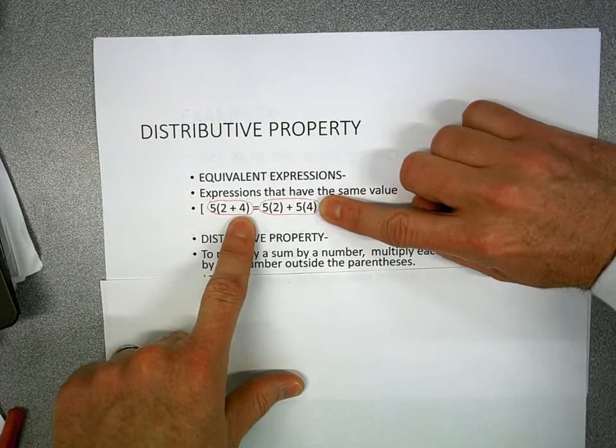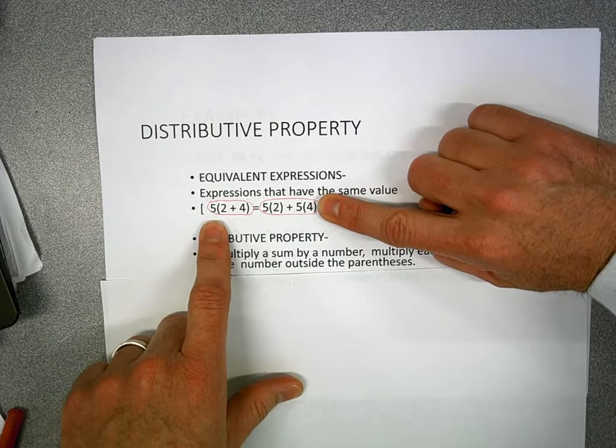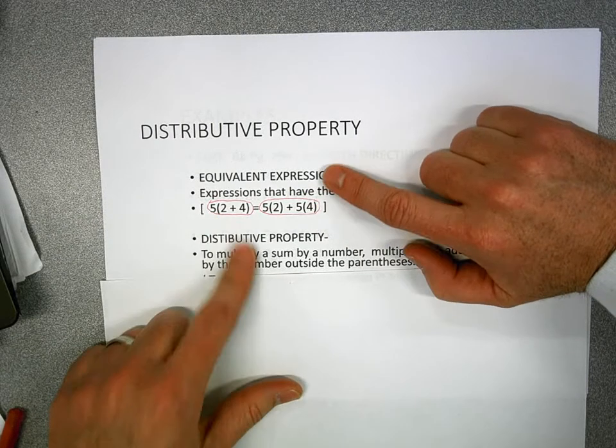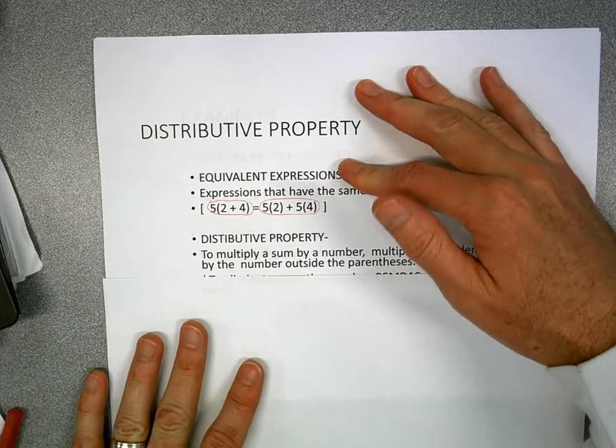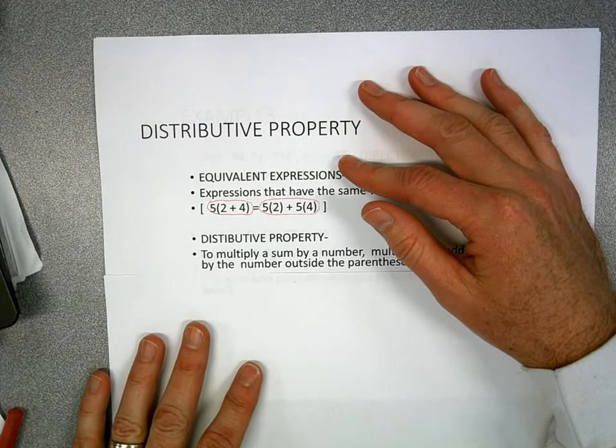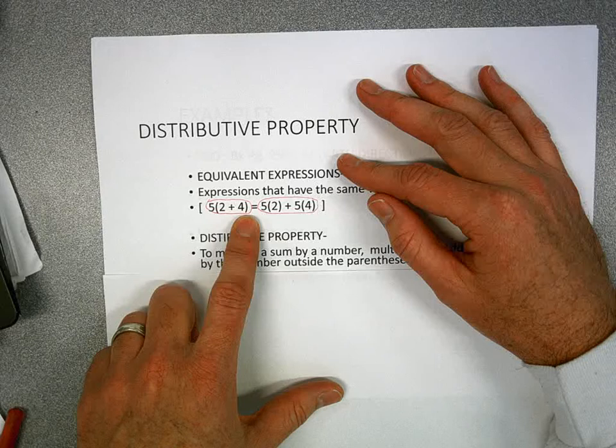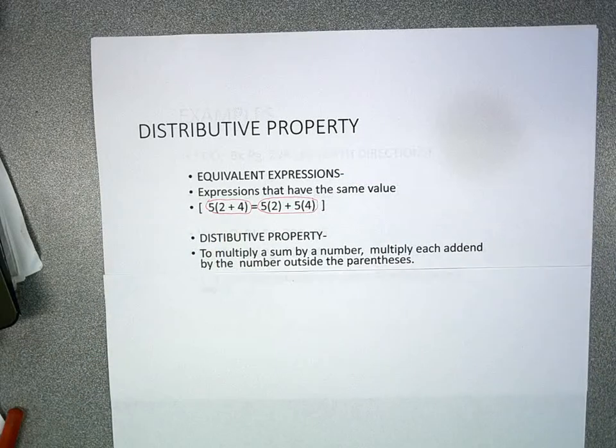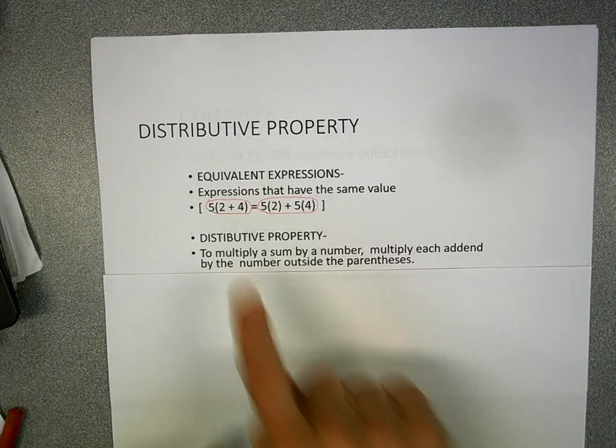So the 2 by the 5 and the 4 by the 5. That's what that's talking about. Now, many people say, okay, Mr. Wilkins, that's great and all, but isn't it easier just to say 2 plus 4 is 6, 6 times 5 is 30? Instead of doing all this?